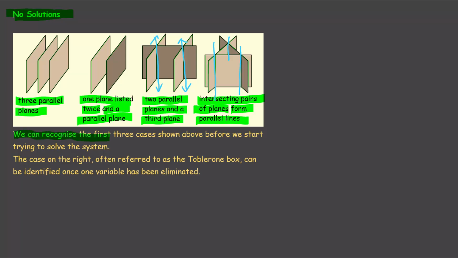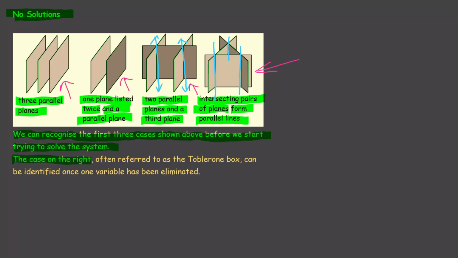We can recognize the first three cases shown above before we start trying to solve the system. And this is important. The first step in solving a system is to look for these cases where you have parallel planes. This one we'll detect later on in the solution.